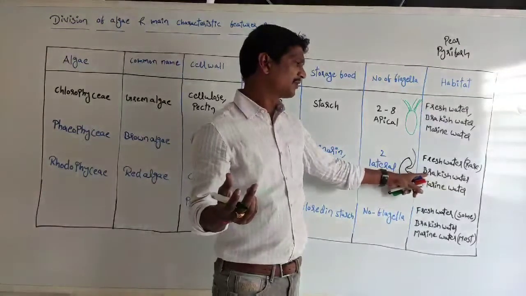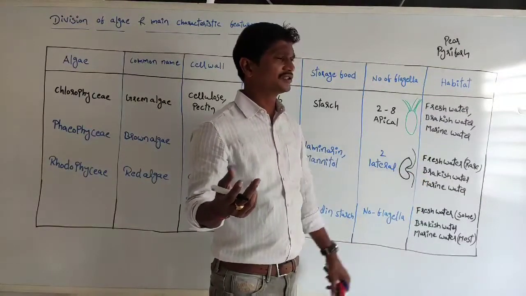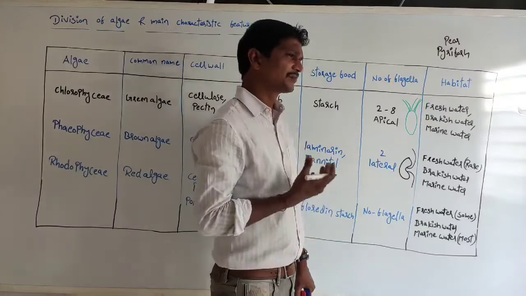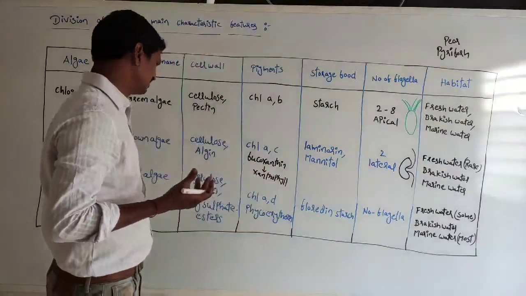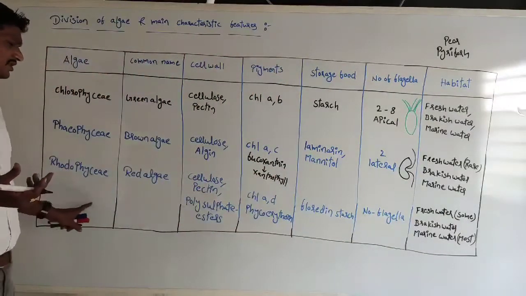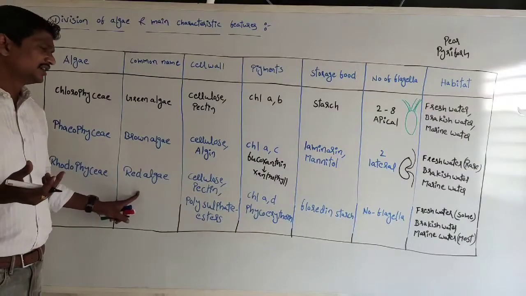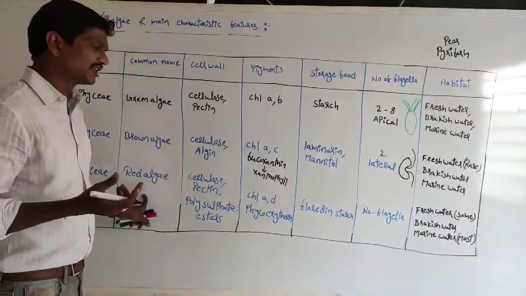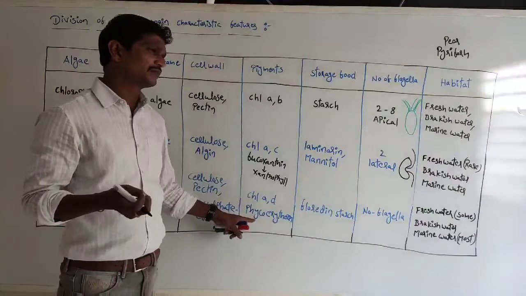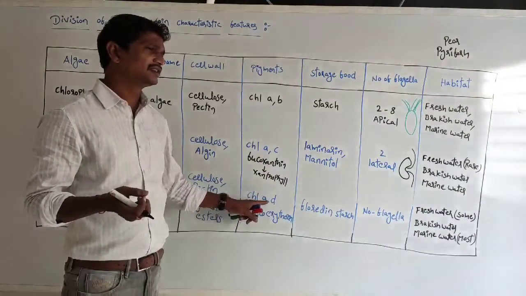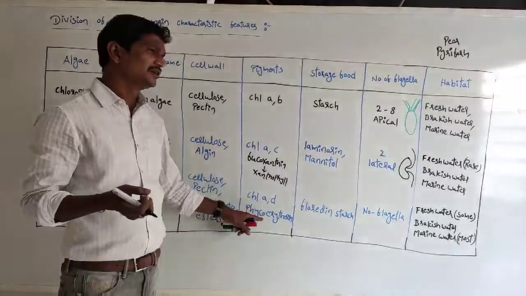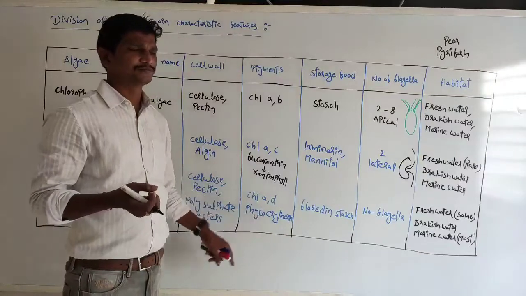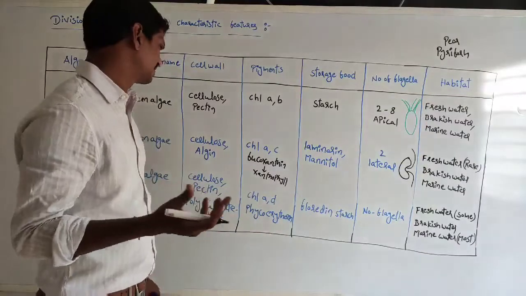In marine water and brackish water, Phaeophyceae grow most abundantly. The last one is the Rhodophyceae, which is nothing but the red algae. Why does it exhibit the red color? Because there is a phycoerythrin pigment, along with chlorophyll a and d. The presence of phycoerythrin exhibits the red color.